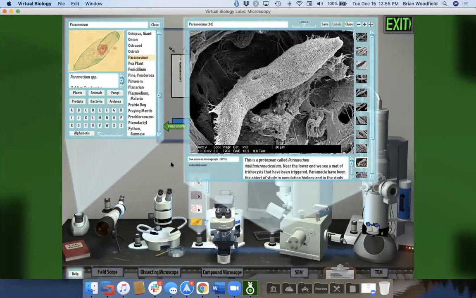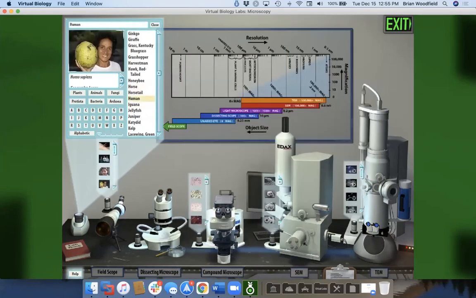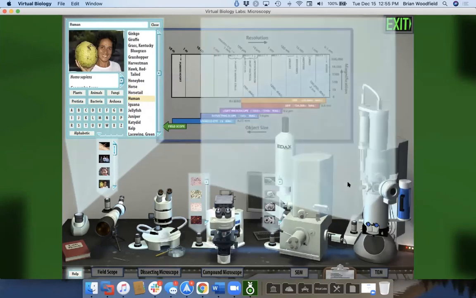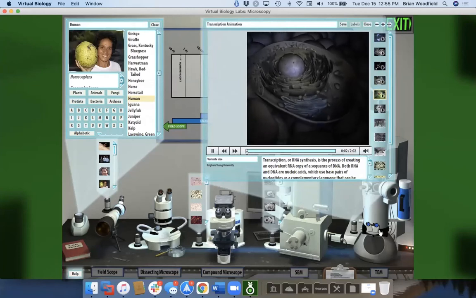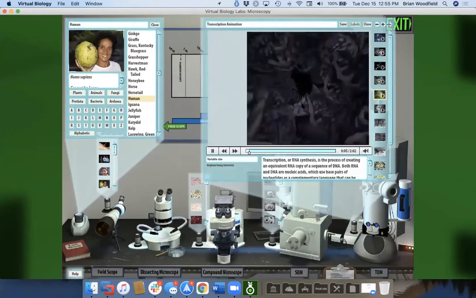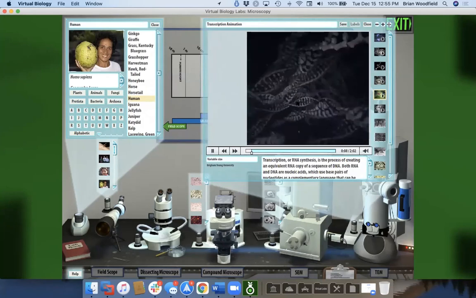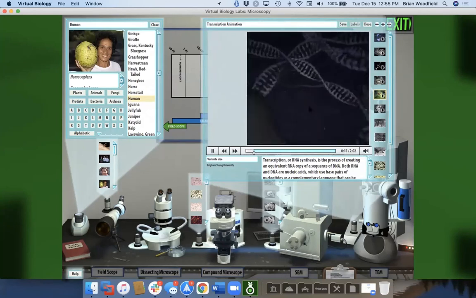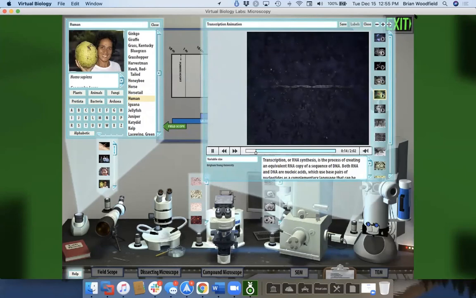So the microscopy lab has a large database of images to study. We have TEM images. We actually have simulations of different processes. So for example, if I go to human, obviously we're not the first ones to do these simulations, but here's one, for example, of a transcription animation. We said, hey, if we had a virtual really cool TEM, what could we show? These are all real structures. And so we're going to show transcription here.